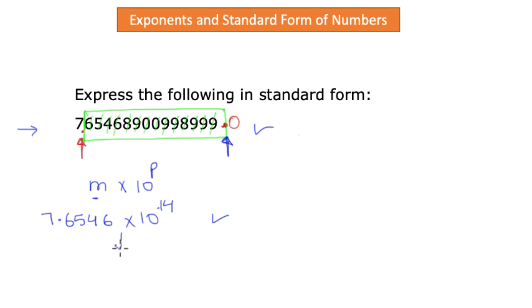If you would like, you can further simplify this number for the sake of rounding off: 7.65 times 10 to the power 14. It won't be wrong, but it depends on what specific problem you're dealing with. Sometimes you may need rounding off, sometimes you may not need it, okay? But that is how you convert any number into the standard form of numbers.